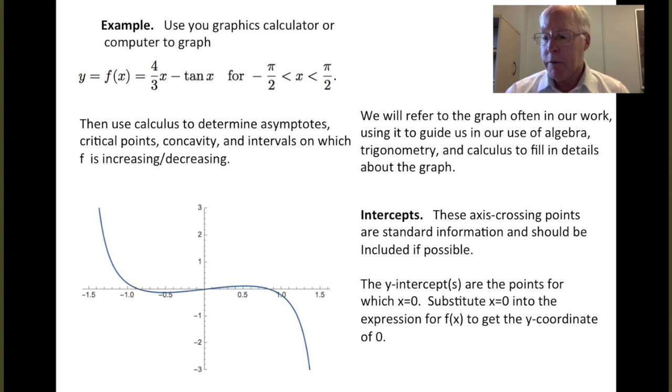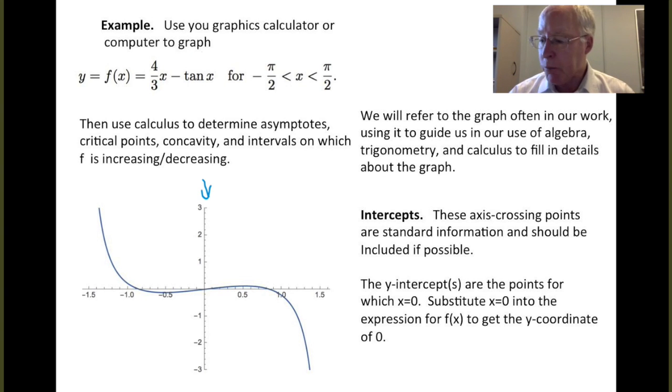So one of the first things you want to think about is intercepts. These are always good to display if you can. There are two kinds of intercepts when you look at a graph, the x-intercepts and the y-intercepts. The y-intercepts are the points where the function crosses the y-axis. We can get those by setting x equals 0. You hope it's going to be a pretty easy calculation.